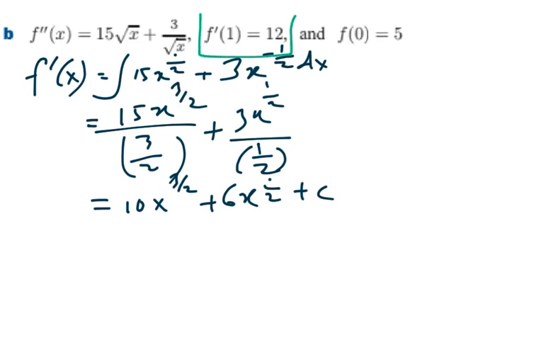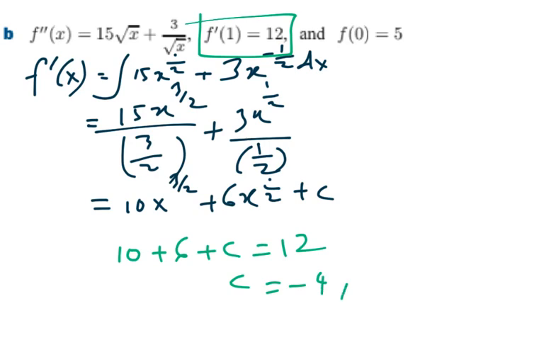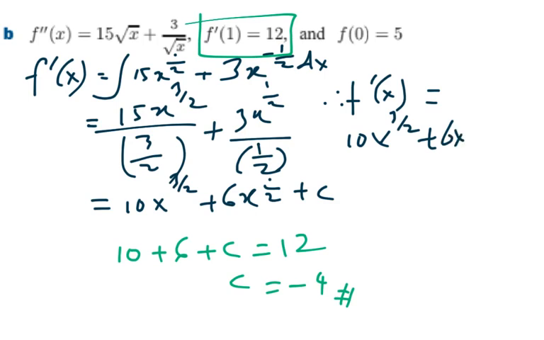Making use of the information given in the question, when you substitute 1 at the position of x, you are getting 10 plus 6 plus c equivalent to 12. Hence, c will be equivalent to negative 4. We can now write f prime of x as 10x to the power of 3 over 2 plus 6x to the power of 1 over 2 minus 4.